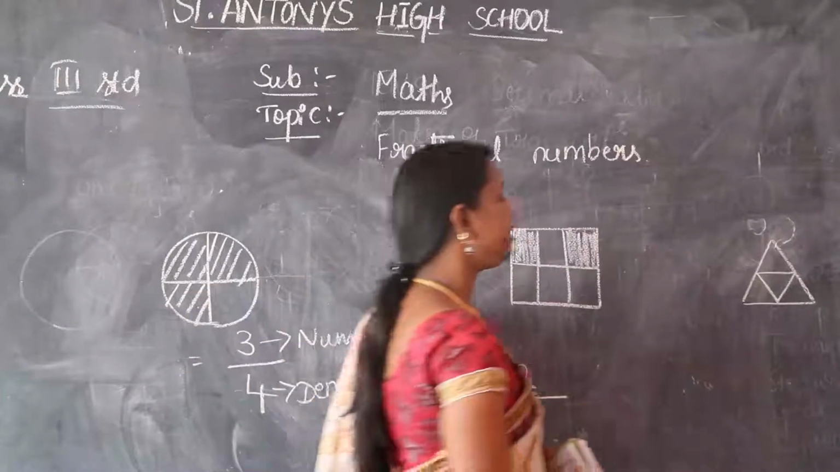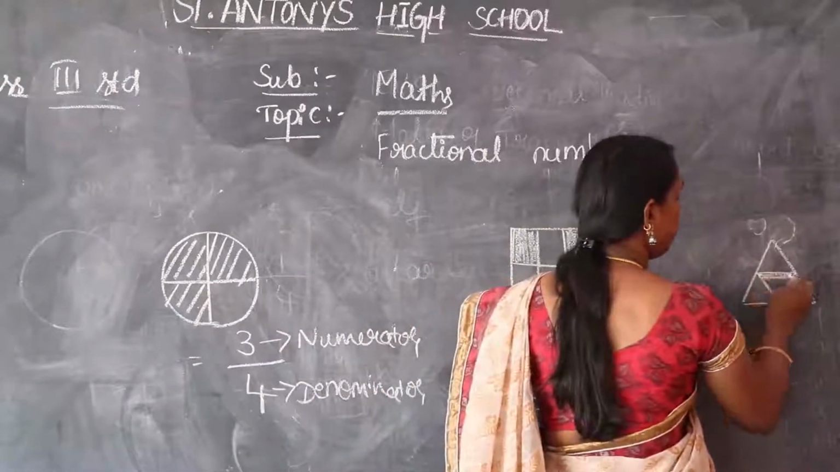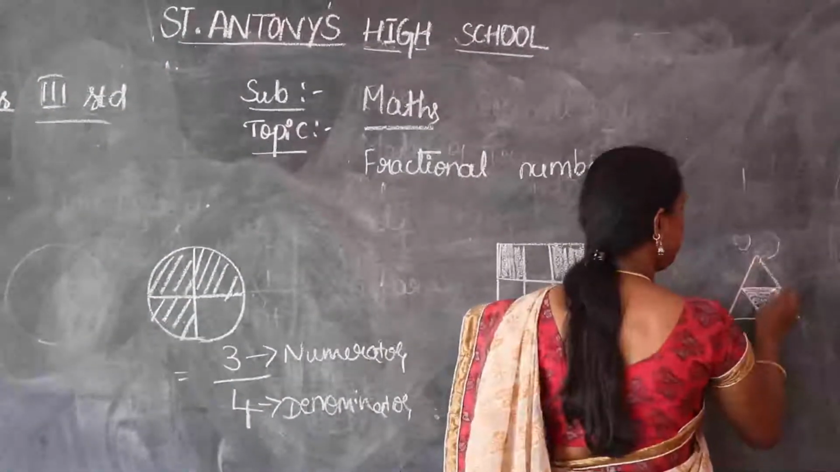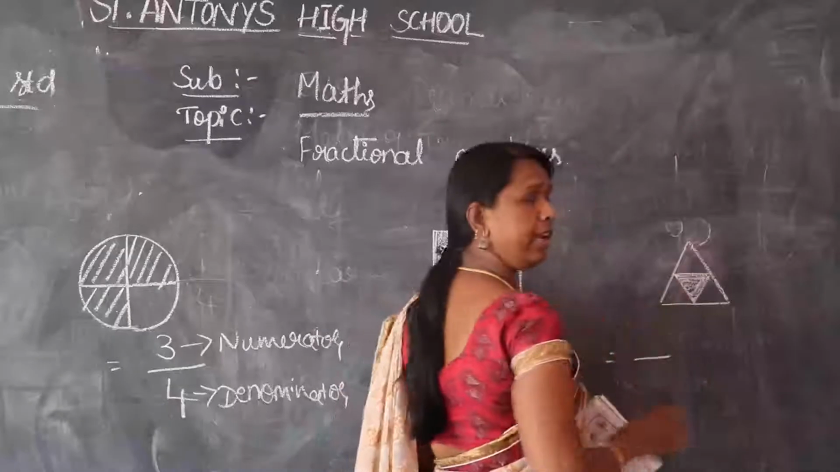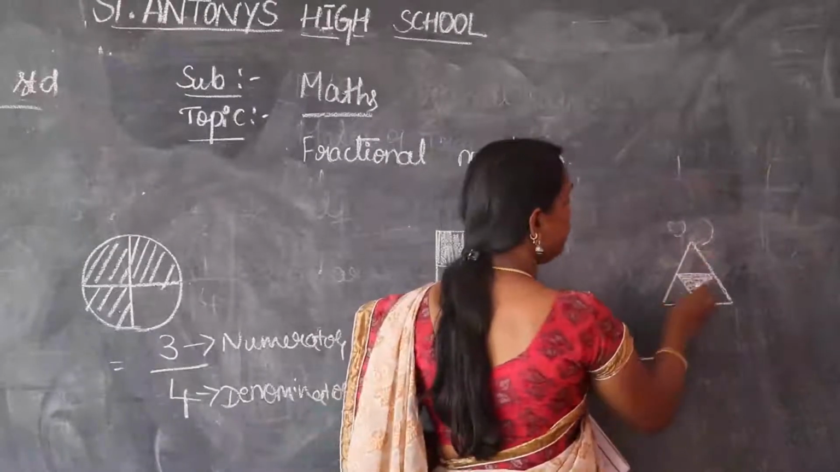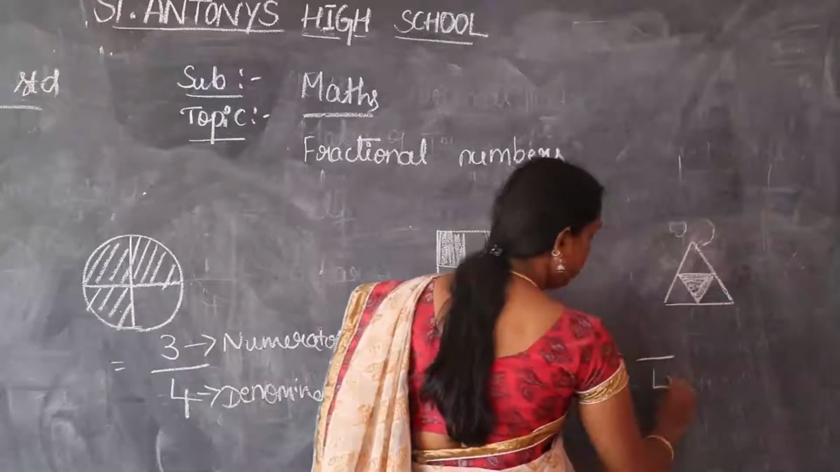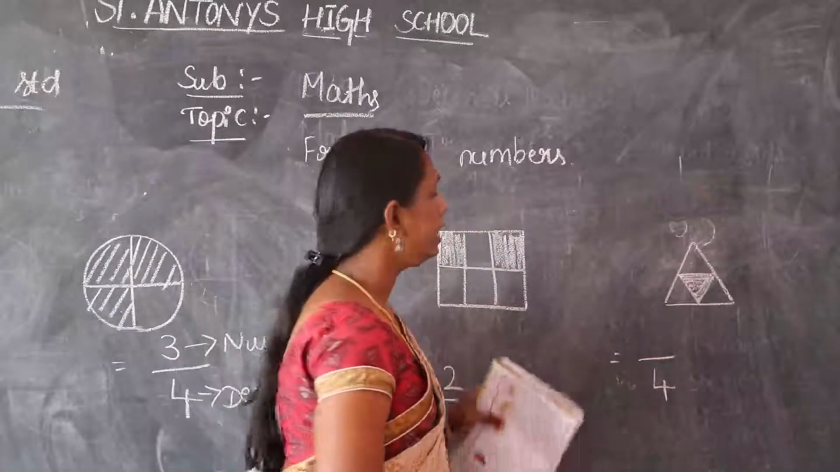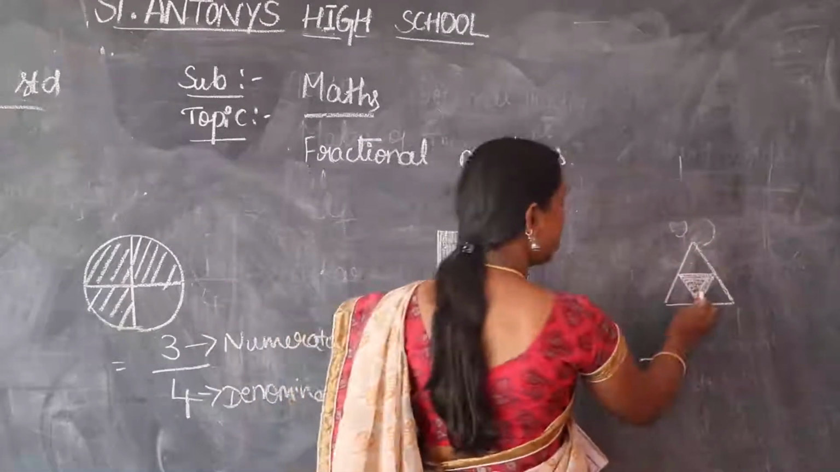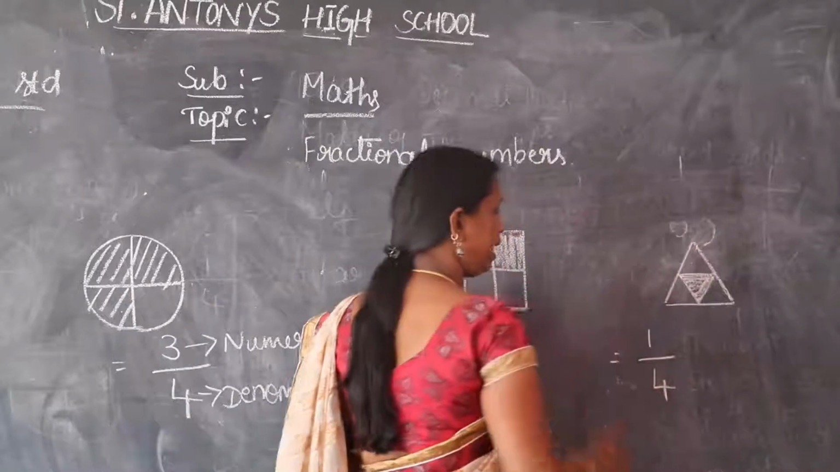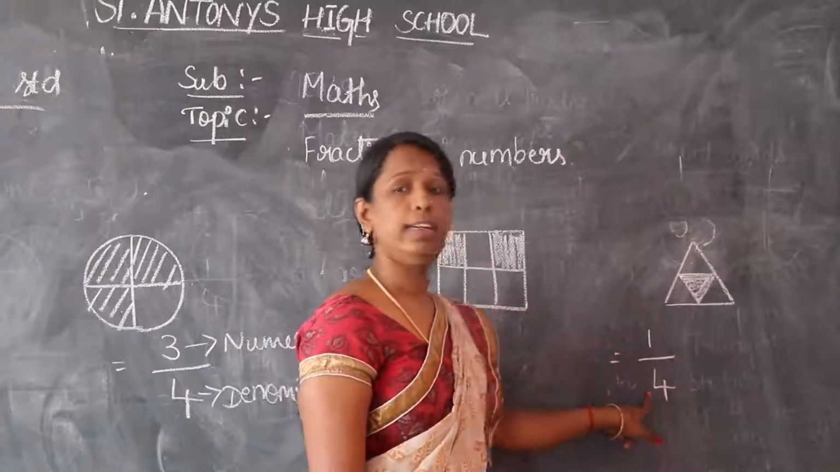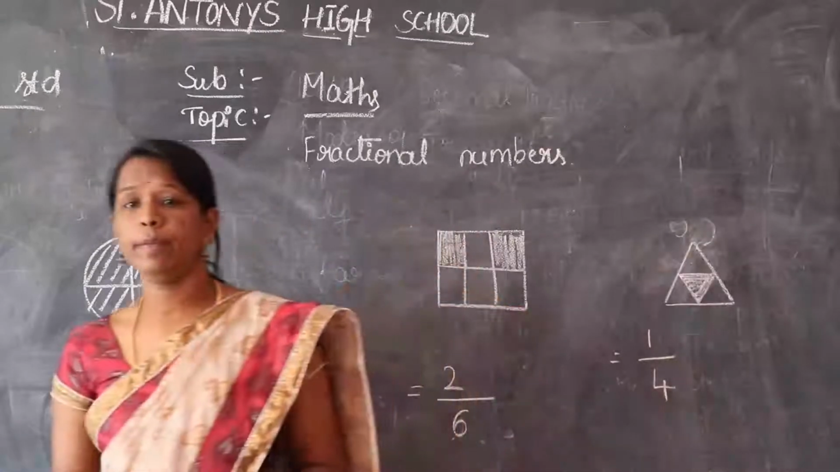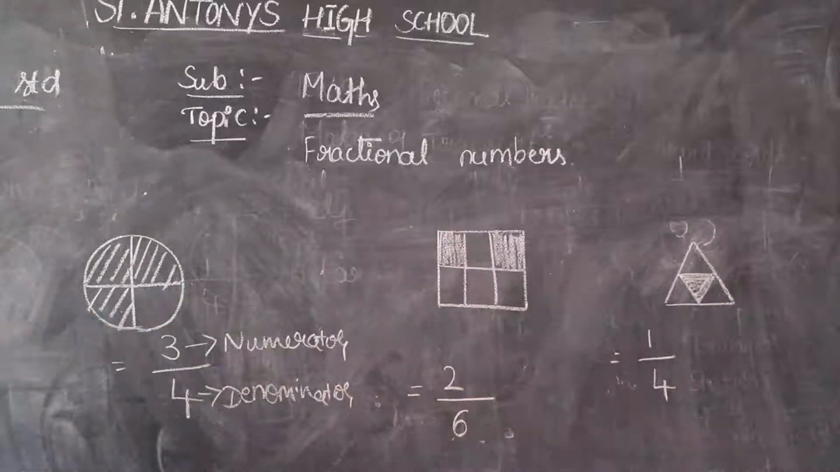Denominator. In the triangle, I will shade only one part of this picture or figure. The total number of parts, write down the dividing line. 1, 2, 3, 4. Write 4 in the denominator place. The shaded part is only 1, write that in the numerator place. Here 1 is called the numerator, 4 is the denominator. Okay, children?